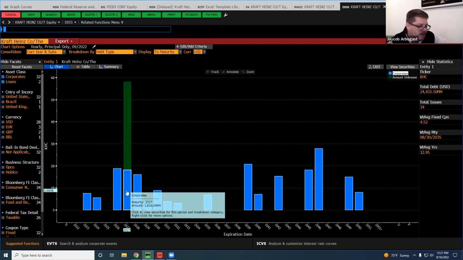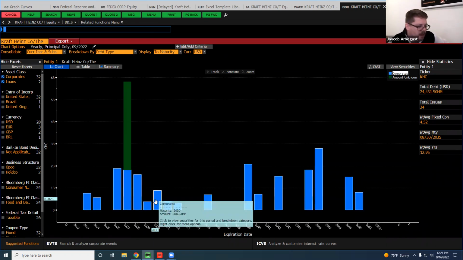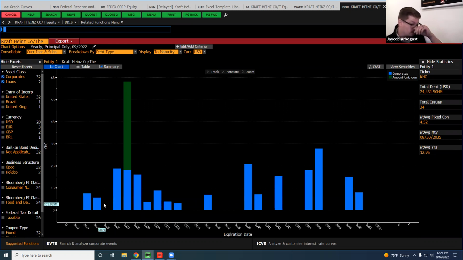So in 2027 they have 1.8 million. In 2028 they have 1.5 million. So this is all that comes due. This is all the loans that they have to pay. But when these come due, they're probably going to have to finance again in the future too, right? So they're going to issue a new debt at a higher interest rate.